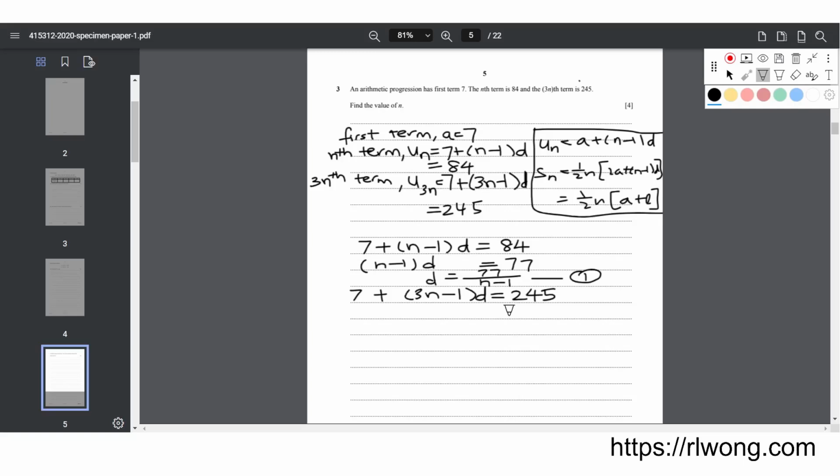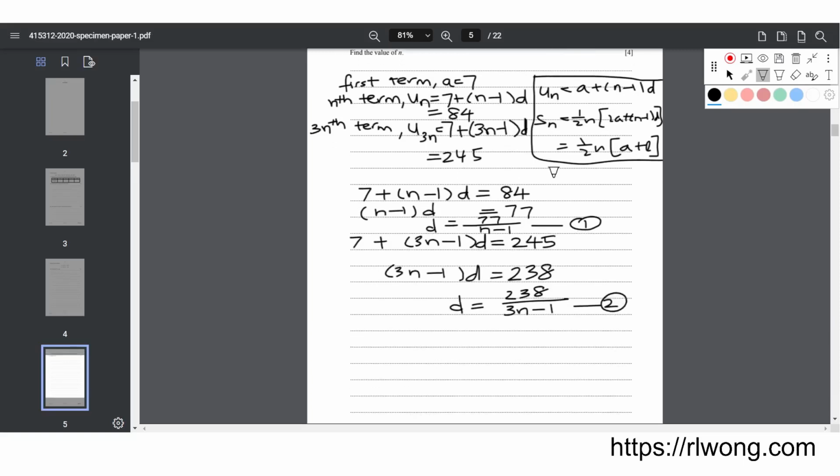So I'll take 245 minus 7, which gives 238. So I know (3n minus 1) times d is equal to 238. So d is equal to 238 divided by 3n minus 1. Next, 1 is equal to 2, right? Both are equal to d. So I'll take 77 over n minus 1 equals 238 over 3n minus 1.